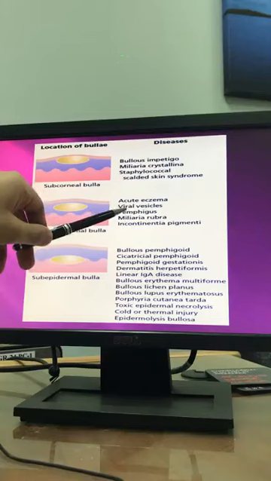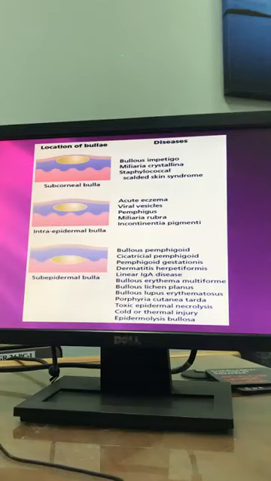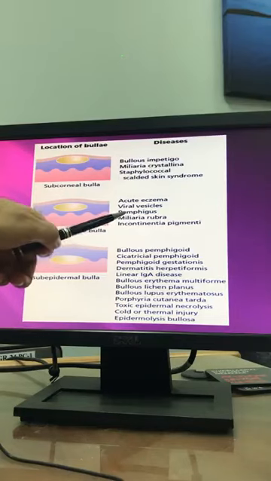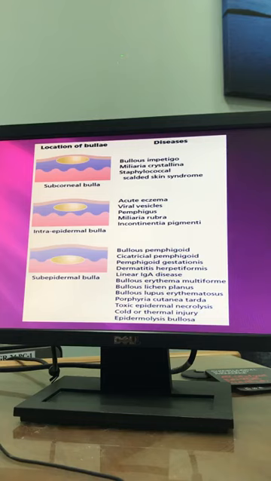Other causes are viral vesicles like herpes simplex, chickenpox, shingles, all can give an intraepidermal flaccid bulla. Another cause is pemphigus, which is an autoimmune blistering disease that we will discuss now.